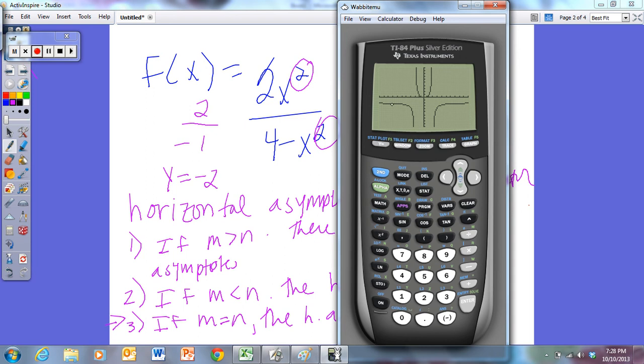Notice, when y equals -2, that's this line right here, the graph as x approaches negative infinity equals -2, and the graph as x approaches positive infinity equals -2. That's a horizontal asymptote. Now let's talk about the vertical asymptotes.